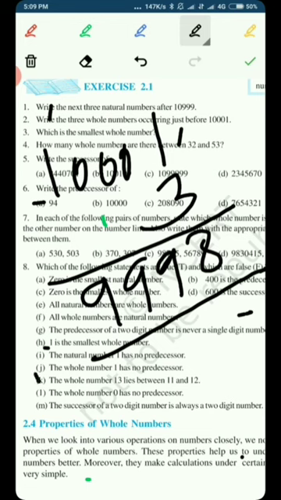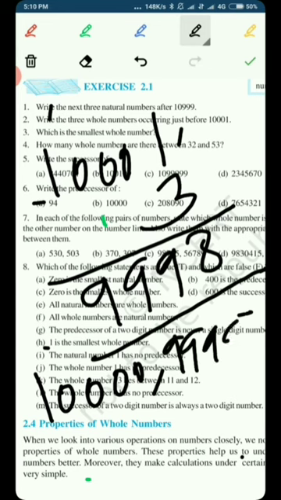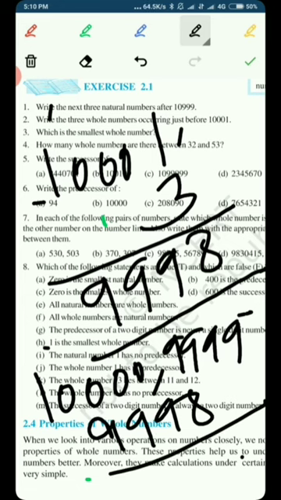So which numbers are we getting? We are getting 10,000, the first number that comes just before 10,001. Then we get 9,999, which comes second just before 10,001, and the third number that comes just before 10,001 is 9,998. This is the solution to this question.